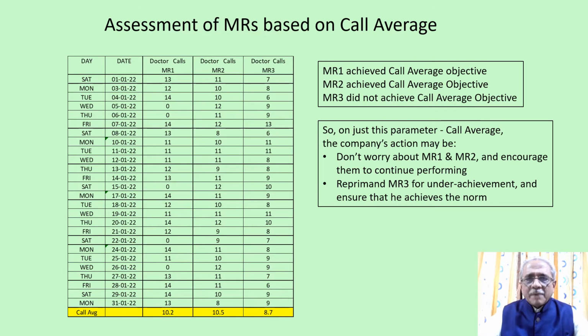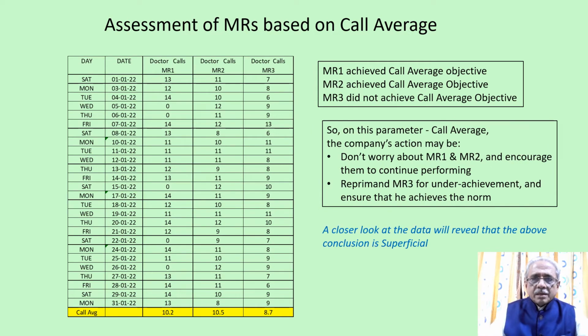So when we assess the MRs based only on the call average, we say MR1 has achieved the call average objective, MR2 has achieved the call average objective, but MR3 has not achieved the call average objective. So on just this parameter, call average, the company's action may be: don't worry about MR1 and MR2 and encourage them to continue performing, but reprimand MR3 for underachievement and ensure that he achieves the norm. A closer look at the data will reveal that the above conclusion is a bit superficial.